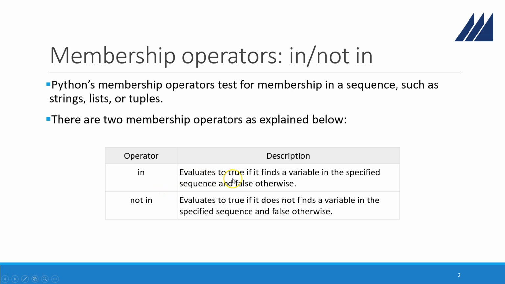In is going to evaluate to true if it finds a variable in a specified sequence, and it's going to give you false otherwise. If it doesn't find it in that sequence, it's going to give you false. What about not in? Not in is going to evaluate to true if it does not find the variable, and it's going to give you false otherwise. Okay, let's see some examples and that will make it clear.